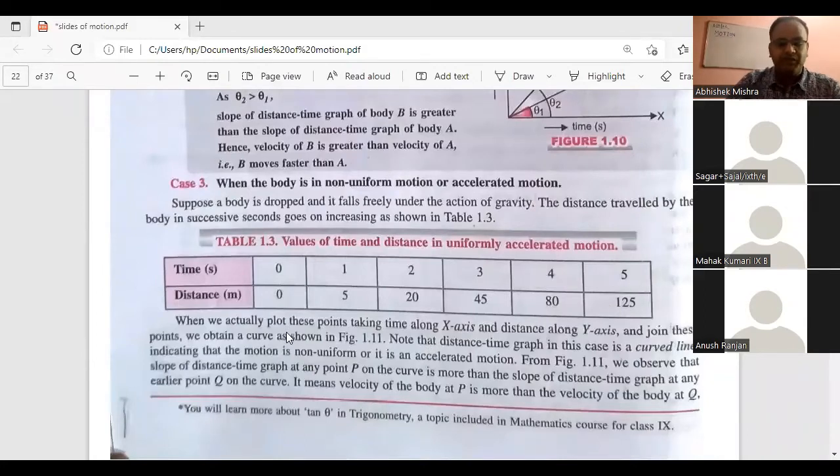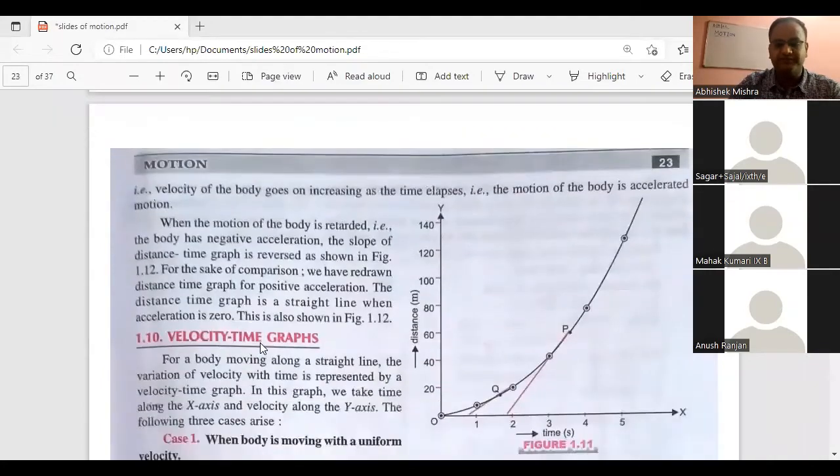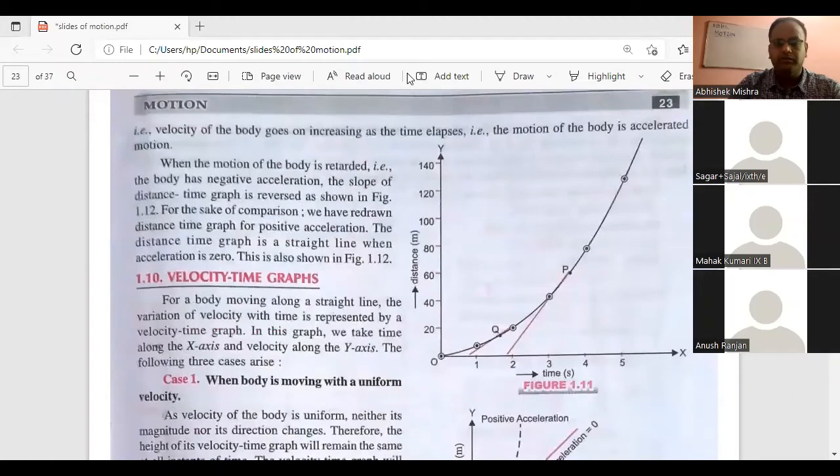So what happened? When we plot, like you see in this graph, on the y-axis we are taking the distance, and on the x-axis we are taking the time. Now with the progress of time, 1 second, 2 seconds, when we are plotting, the motion we are getting is a curved line.